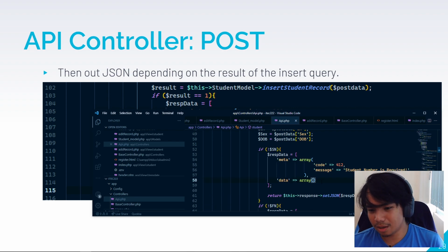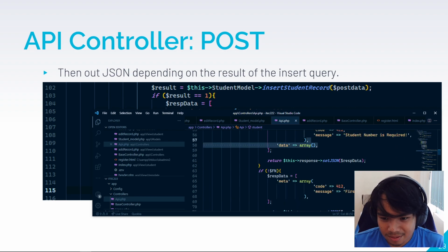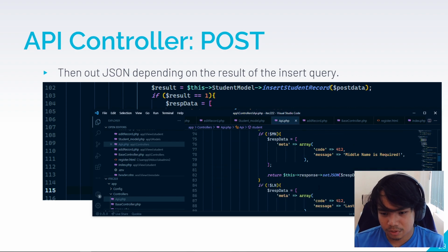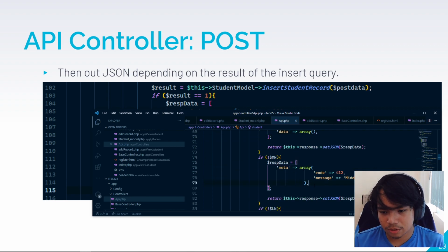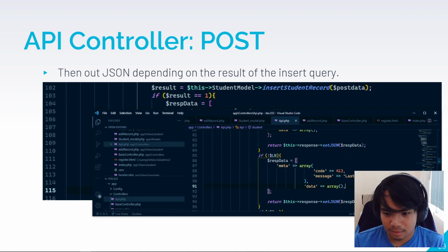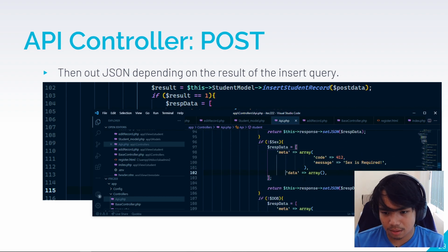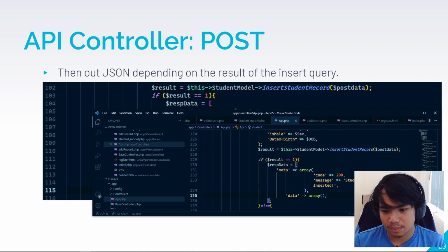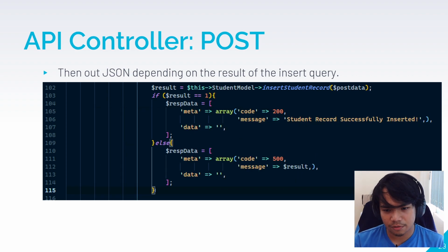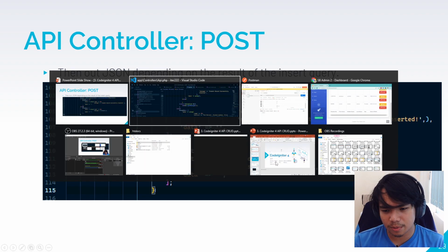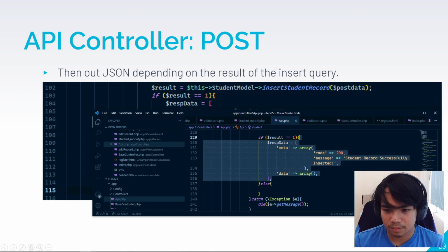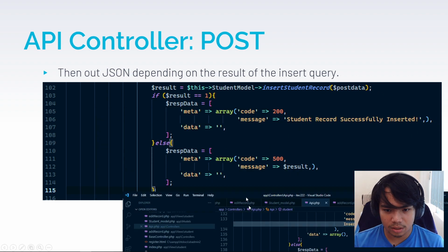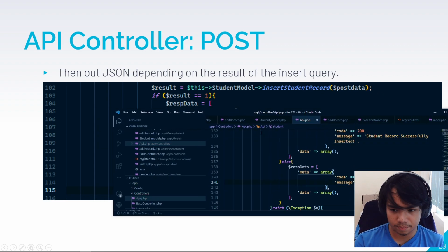Let's just do the best practice, that all results should be the same. Data. Should have done this earlier. Okay, same here. Last one. Then, if insert is not successful, we'll return 500, a server error, and the message is the result.